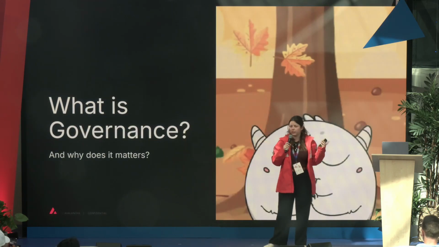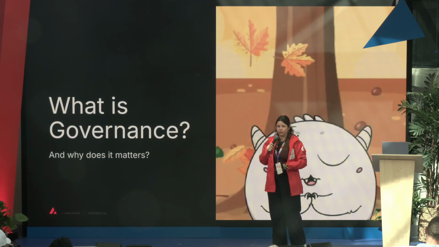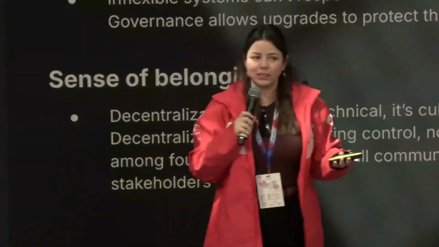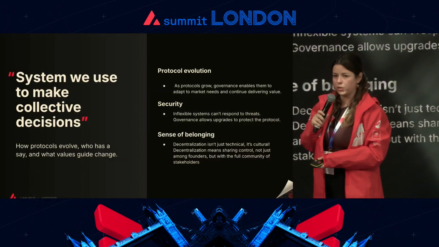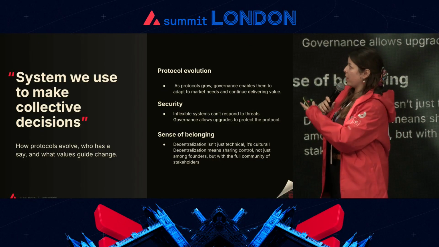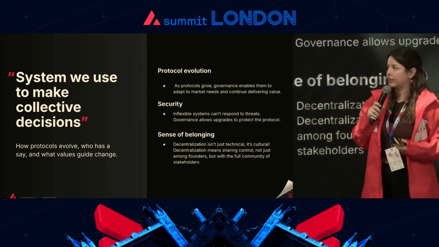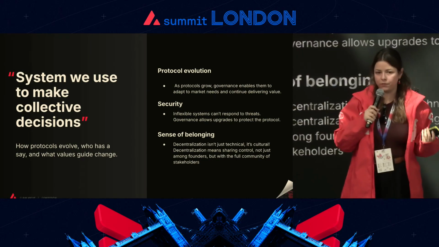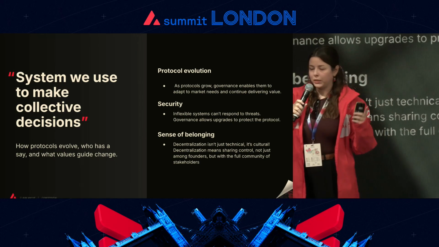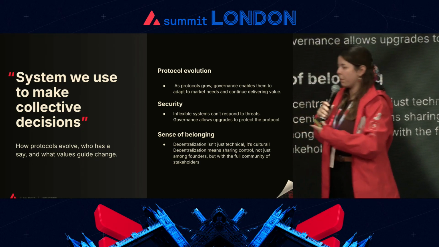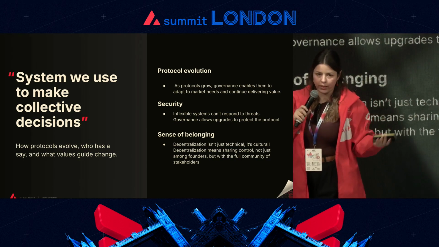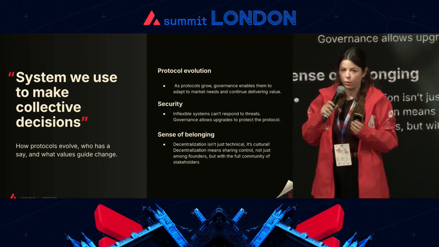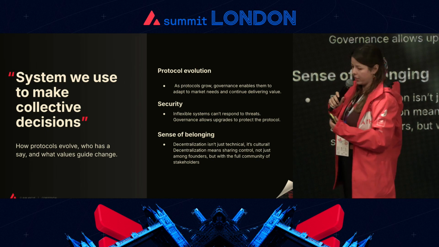So first of all, what is governance and why does it matter? Why are we here in the first place? After asking different sources such as Wikipedia, Google, and even ChatGPT, they all come together to say that governance is the system that we use to make collective decisions. What this means in terms of blockchain is how protocols evolve and who has a say in that change that the protocol is undergoing.